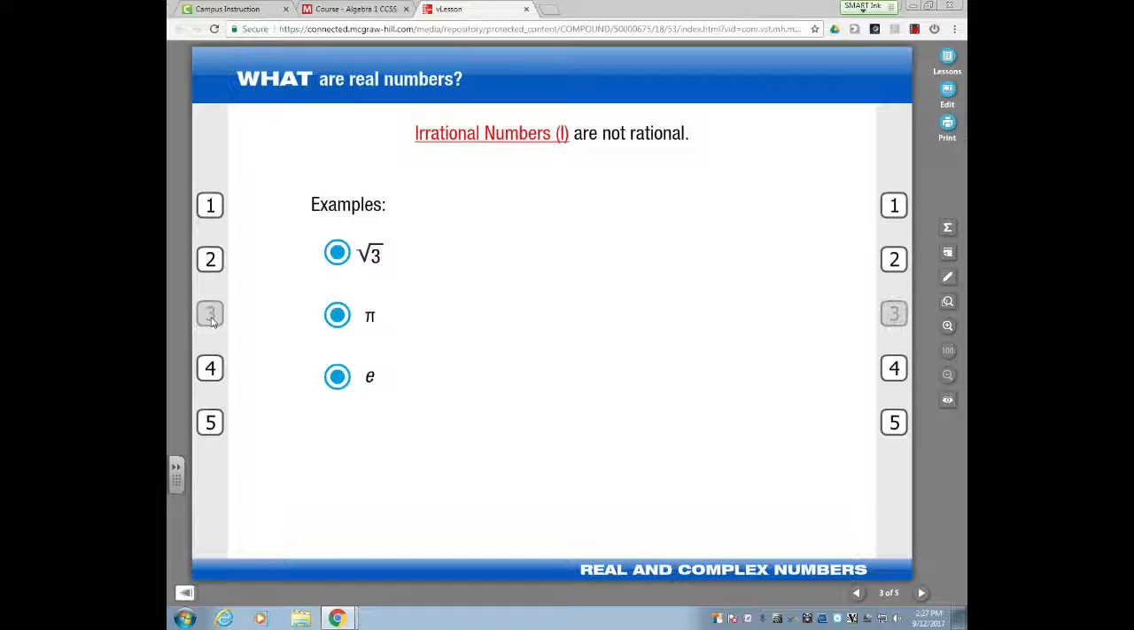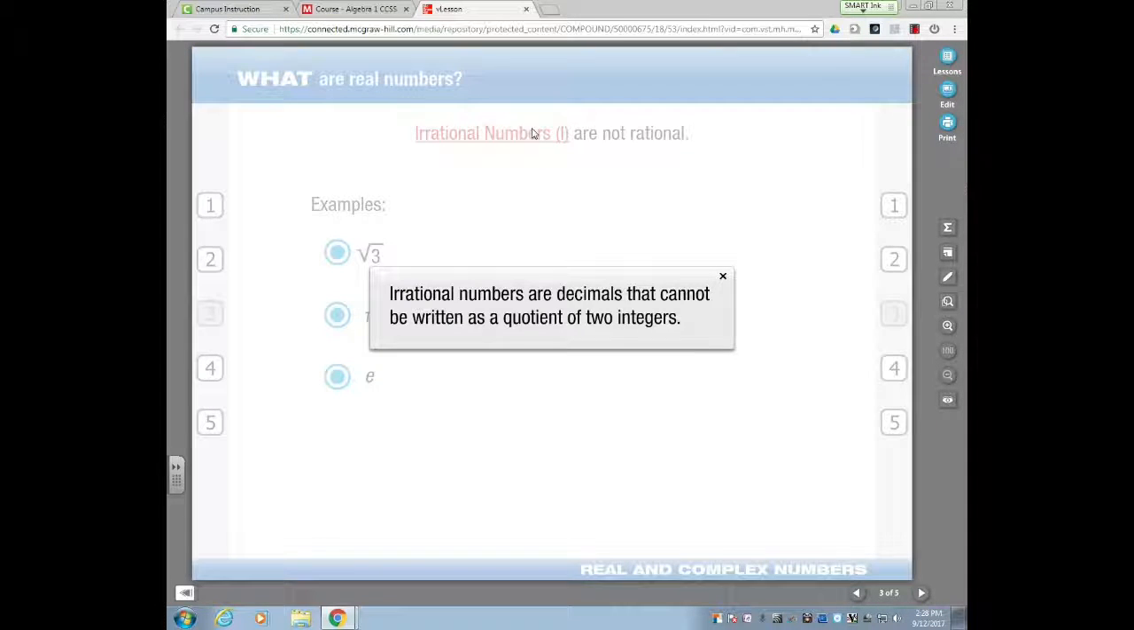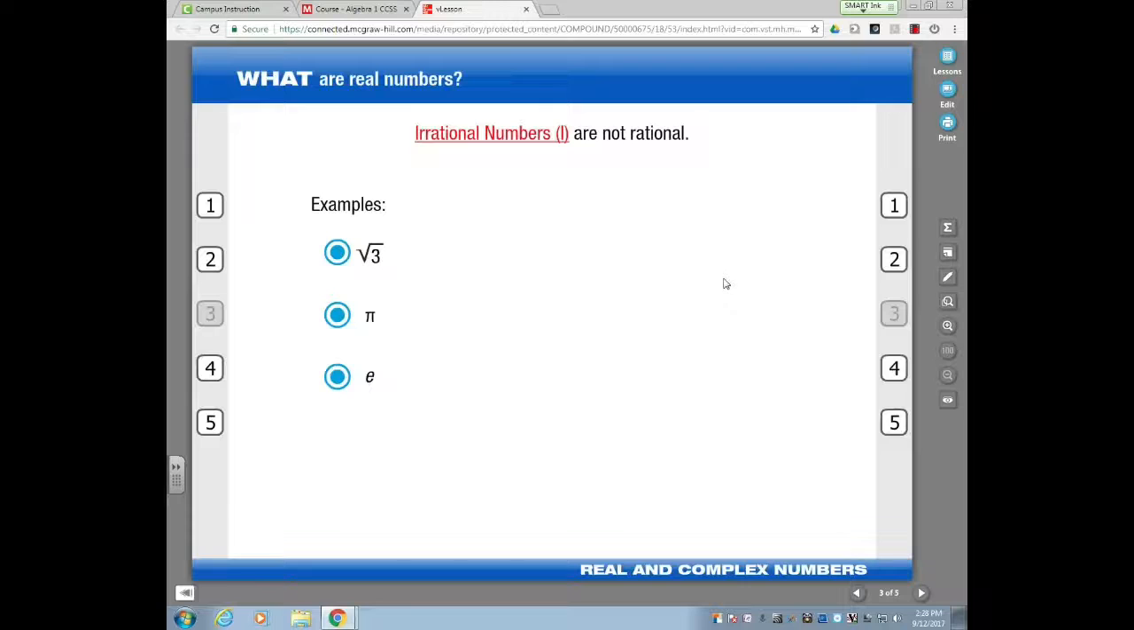Here are examples of irrational numbers. Irrational numbers are decimals that cannot be written as a quotient of two integers. So these are the numbers that do not terminate and do not repeat. For example, if I have the square root of 3, if I use my calculator, I get a decimal that does not repeat and has no discernible pattern. It will continue to go on forever. This is considered irrational. So any number under a radical that does not simplify to a perfect square is considered irrational.